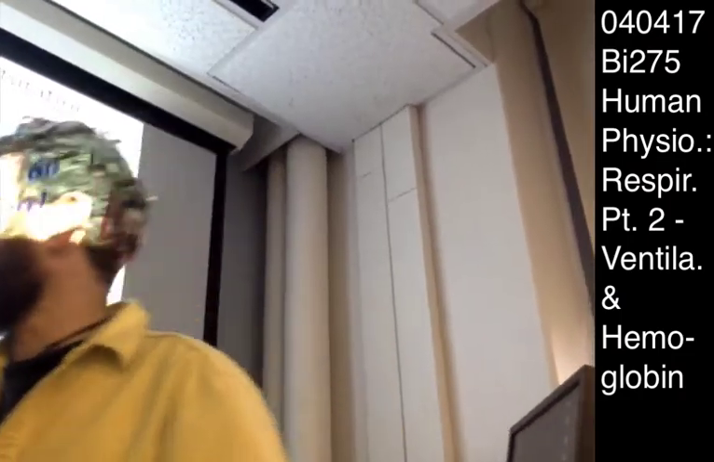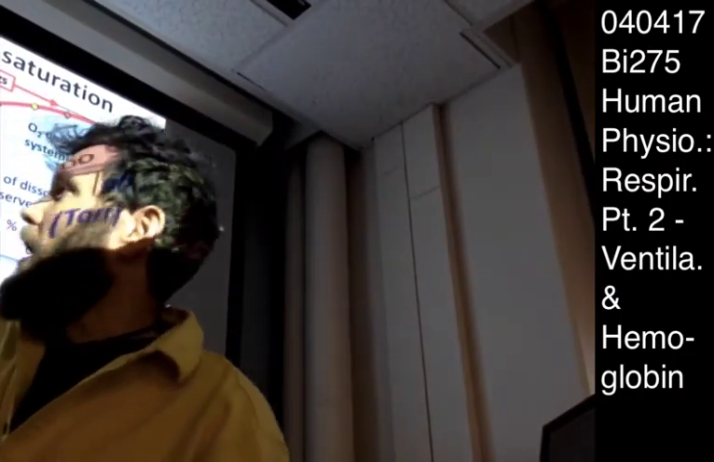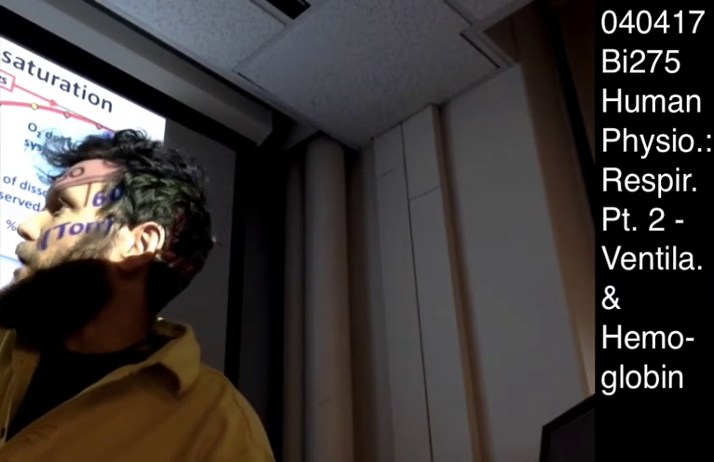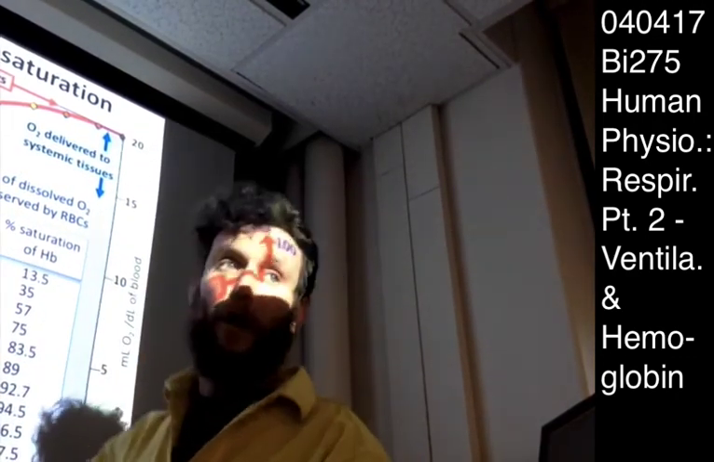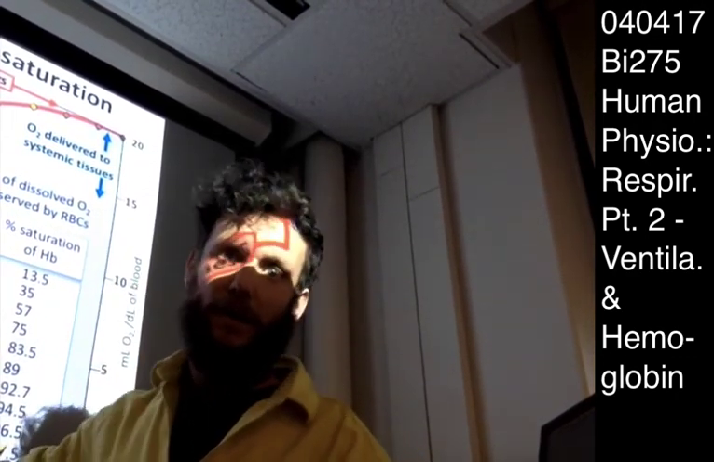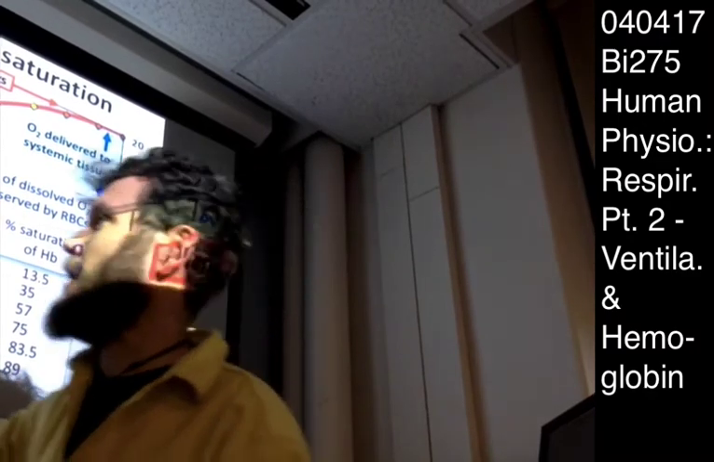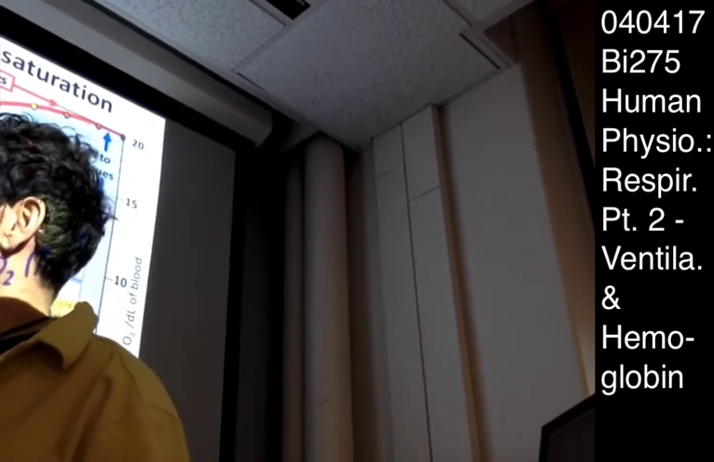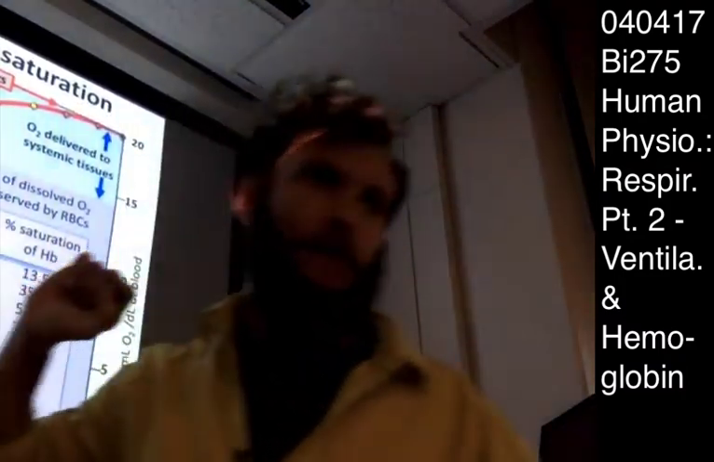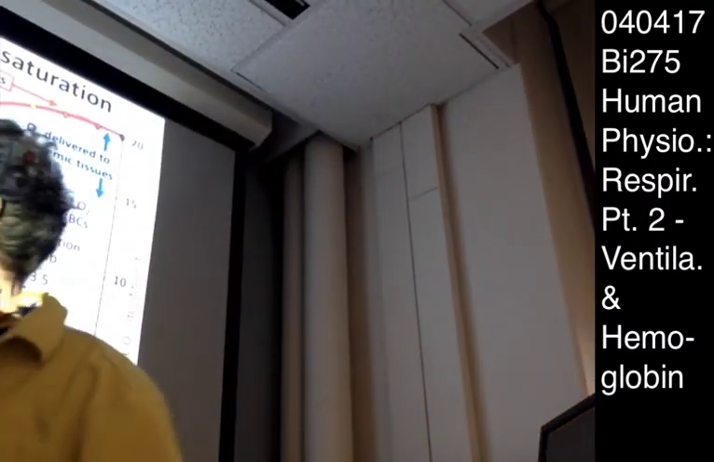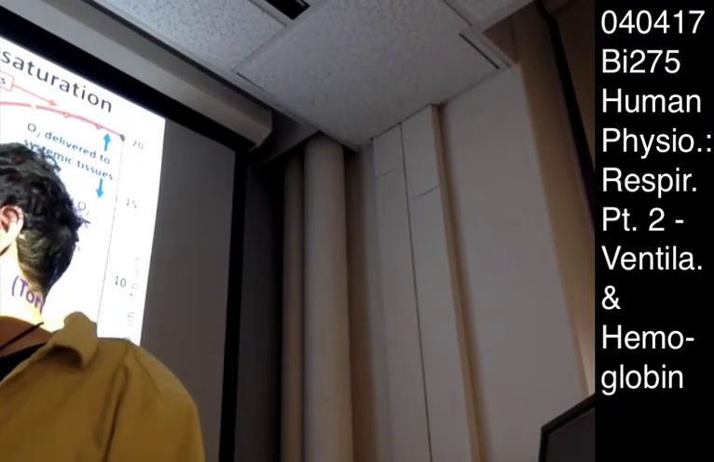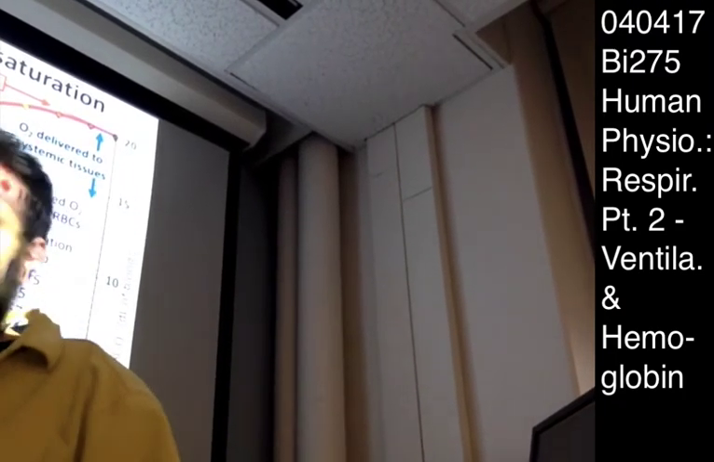If we look at these 4 panels, the change between 100% saturation and 75% saturation is 60 torr. It's a profound shift in partial pressure of oxygen. Whereas the shift from 75 to 50, that's only 12. It's only 12, right? And then here, it's only 10. If you're getting down here, you're really in trouble for sure.